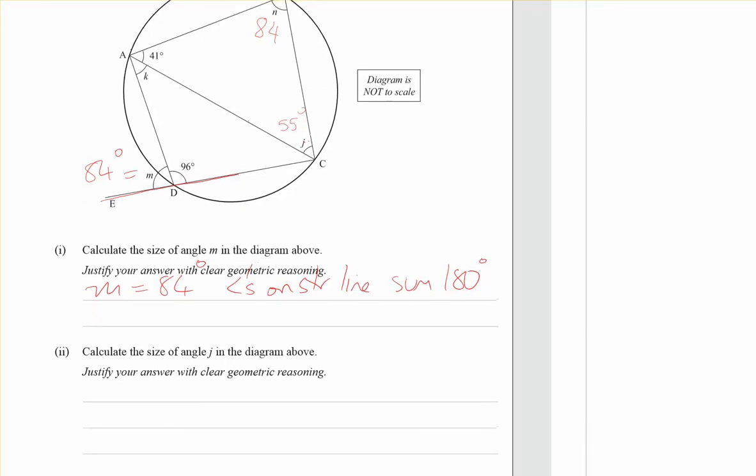So we could start by saying N equals 84 degrees, and that's opposite angles in a cyclic quad sum 180, and therefore J equals 55 degrees, and that was angles in a triangle sum 180.